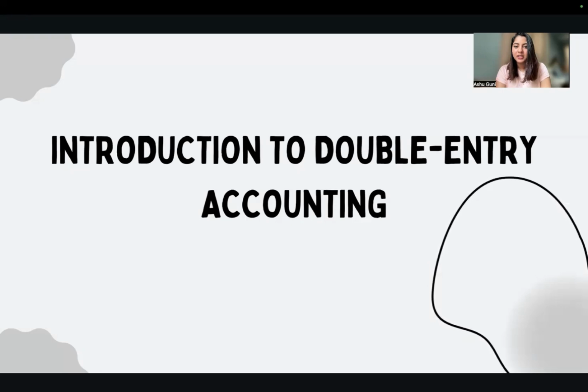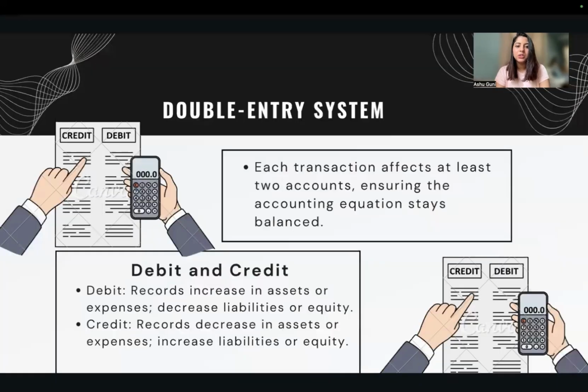Now let's move towards double entry accounting. Double entry accounting is a system where each transaction affects at least two accounts, ensuring the accounting equation is always balanced. So we have to know what a debit and credit is for this, because we will be recording on the debit side and credit side. Debit records the increase in assets or expenses, and decrease in liabilities or equity. Similarly, credit records the decrease in assets or expenses and increase in liabilities and/or equity.